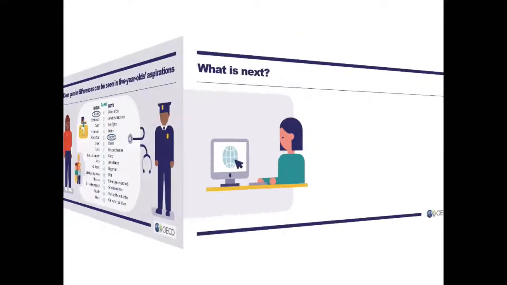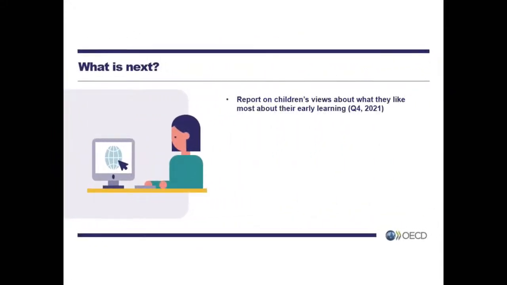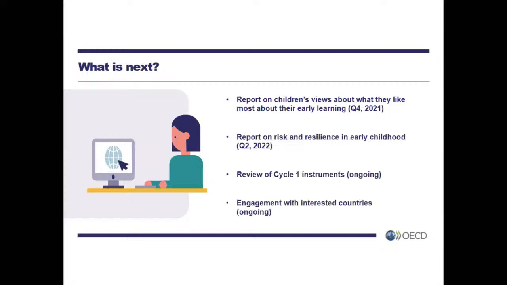So what is next for us is we have more publications that we're preparing now. One is, I think, a really interesting one on what children enjoy most about their learning environments. It's very insightful from 5-year-olds' perspective. We're doing a piece on risk and resilience. And we're now inviting countries to join the second cycle of the study. So we've demonstrated how it works and what we're able to find out. So now we're inviting other countries to join. And we certainly hope that Brazil, along with other countries, will consider doing so. Thank you.